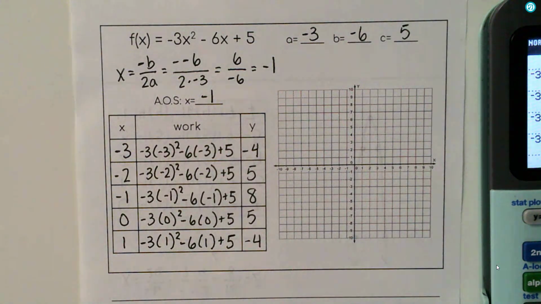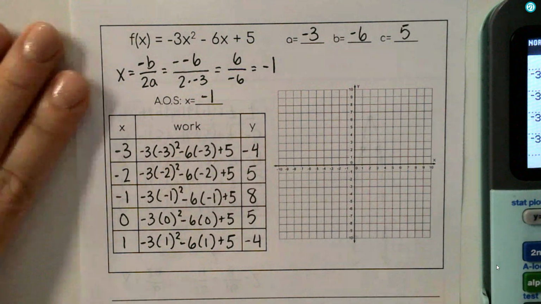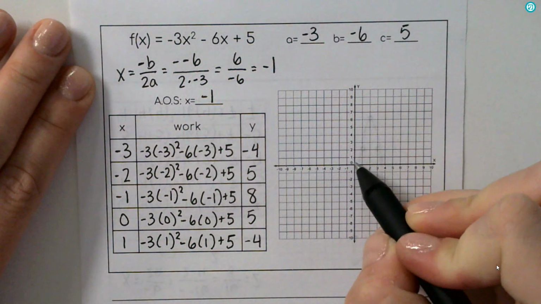All right, which way is this graph going to open? Down. Okay, somebody else. Why is it opening down? How do we know it's going to open down? Yeah, because A is negative. Cool. All right, so we are going to graph these now.